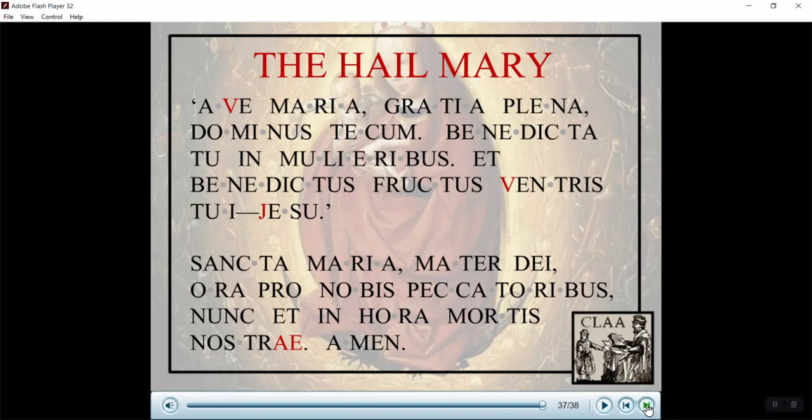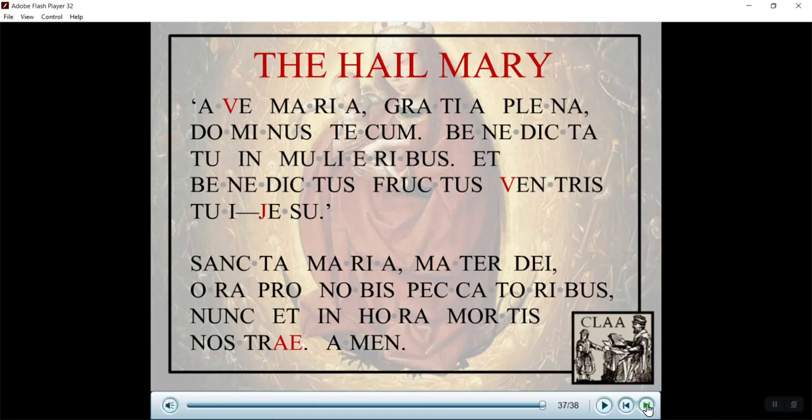You should be able to read that just as I did, one syllable at a time. You can practice with a parent or an older brother or sister. It's pretty easy. I'm going to read it again one more time quickly so that you can hear what it would sound like in normal church Latin.